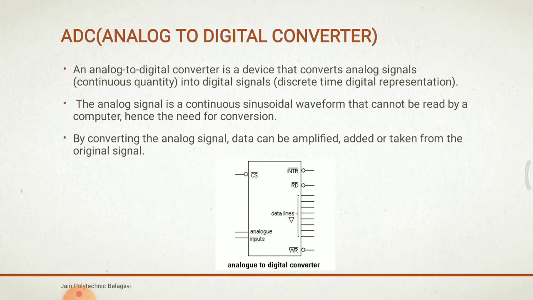By converting the analog signal data, the analog signal can be amplified, added or taken from the original signal. So in order to be understood by the computer, the analog signal can be converted into a digital signal. That signal can be processed with the help of a computer or a processor. Then we convert it back from digital to an analog signal. So that is the process.